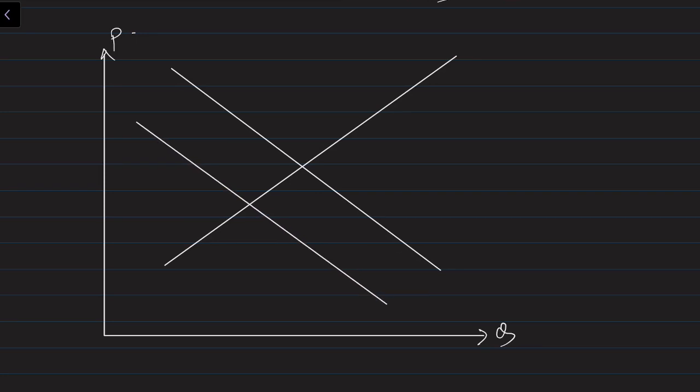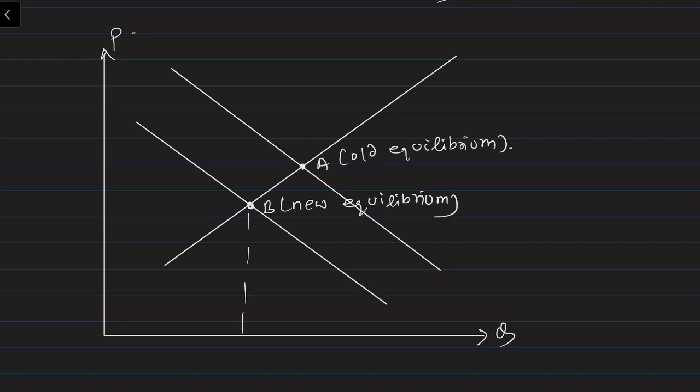So let's say this is our new equilibrium, and this was our old equilibrium. So again, you can notice that the equilibrium quantity has decreased. So whenever we tax either buyers or sellers, the equilibrium quantity will decrease. Okay. So this is the quantity after tax, and this is the quantity before tax. Okay.